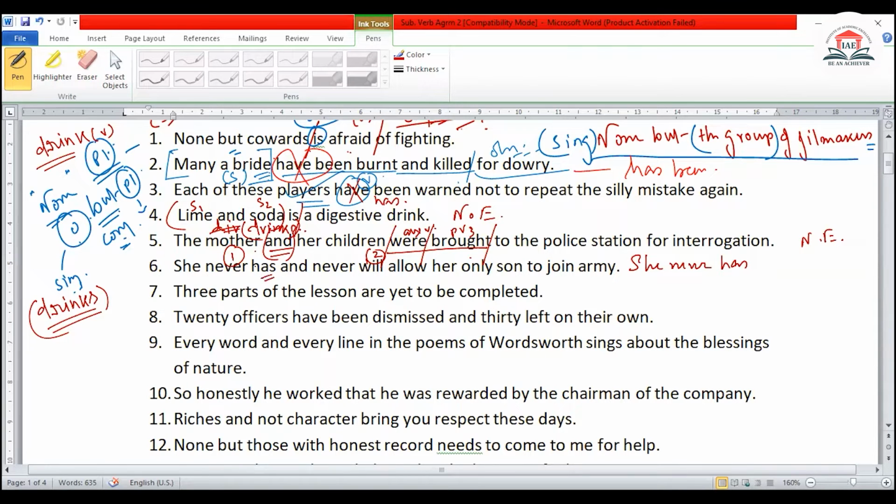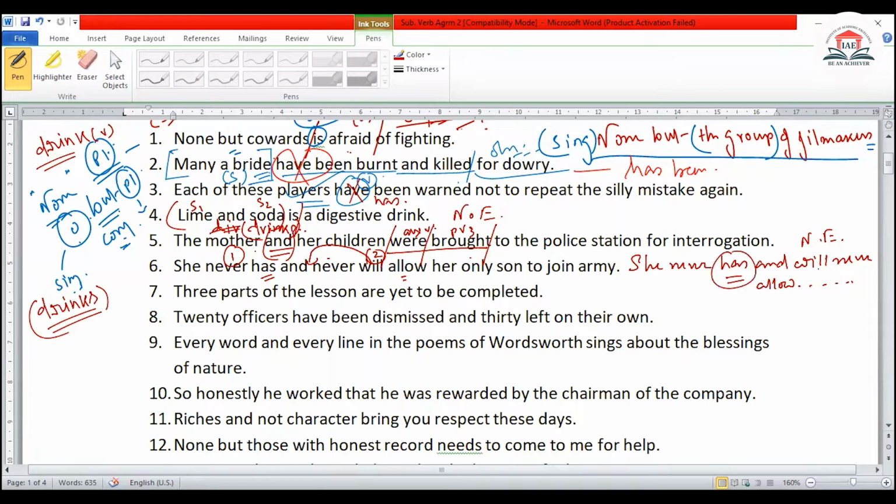As a writer has not written the principal verb here, allow. She never has, and will never allow. Now the sentence is correct. So this will come before, right. She never has and will never allow. Right? Very, very, very simple thing.